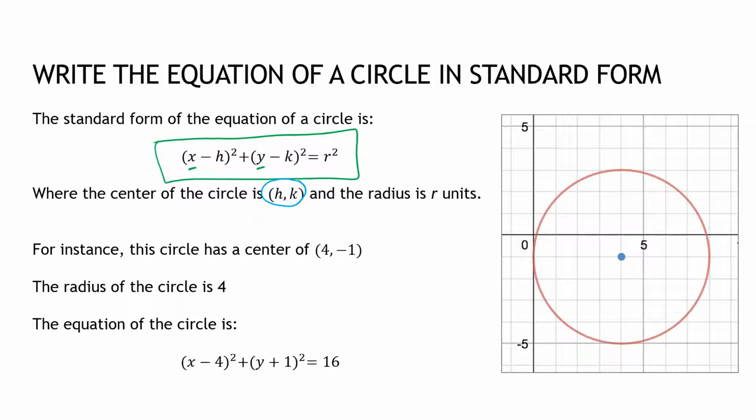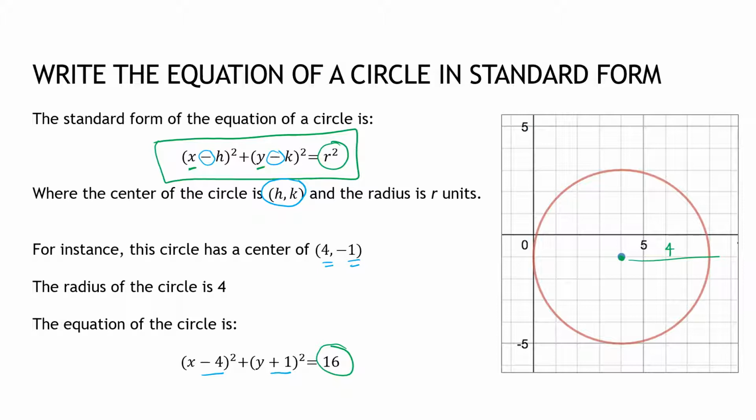And I want you to notice that there are minus signs here. So if I end up with a positive 4, notice here it looks like a negative 4. If I end up with a negative 1, notice here it looks like a positive 1. The r, or r squared, is the radius of my circle squared. So again, if I look at a radius, that means from the center 1, 2, 3, 4 places. So my radius is 4. And that is what I would take squared then to put into my equation. I would square the 4.